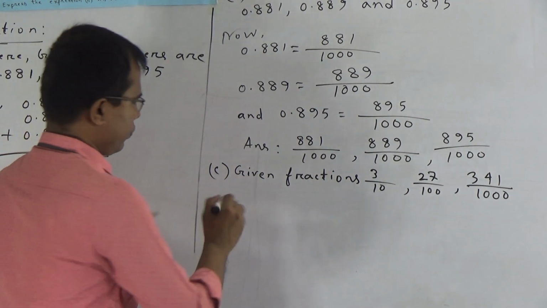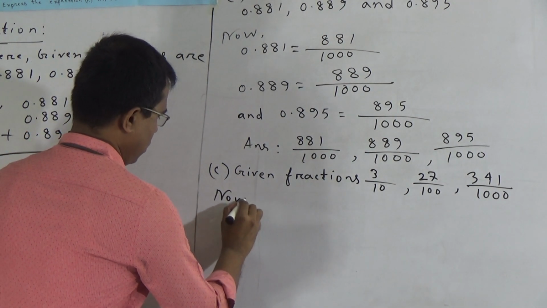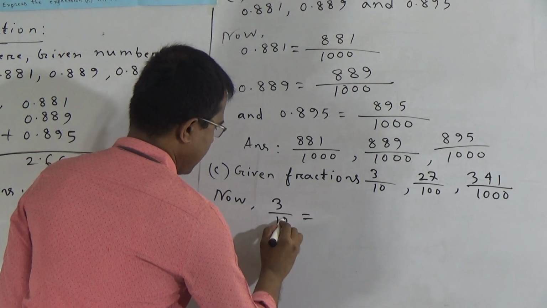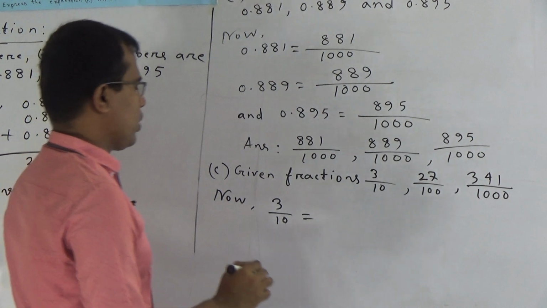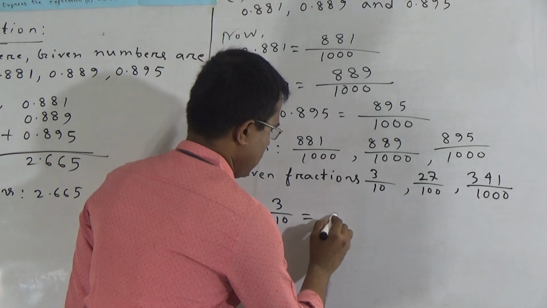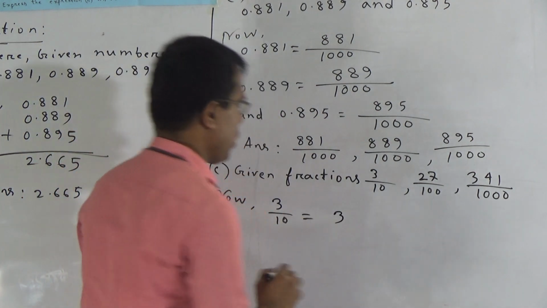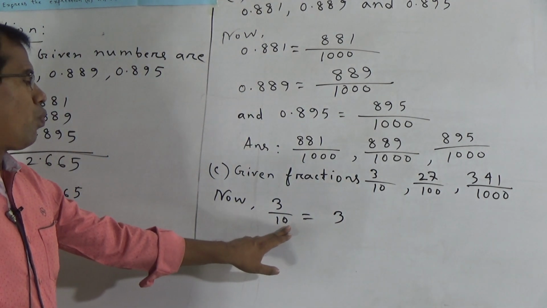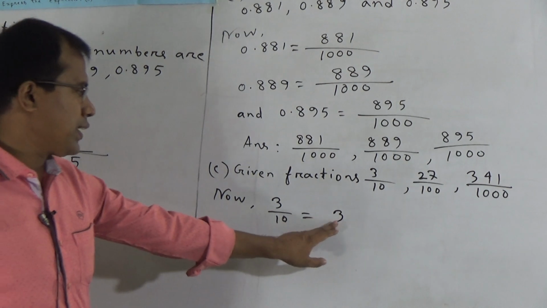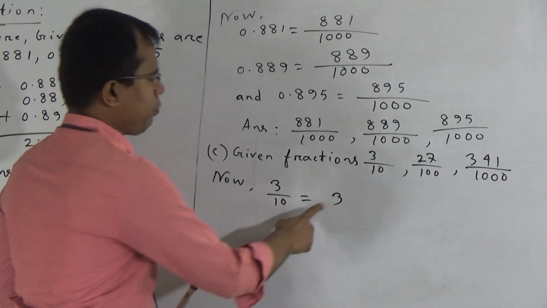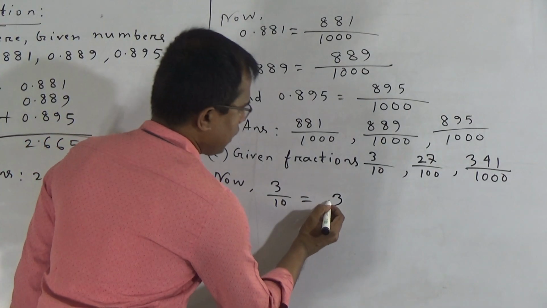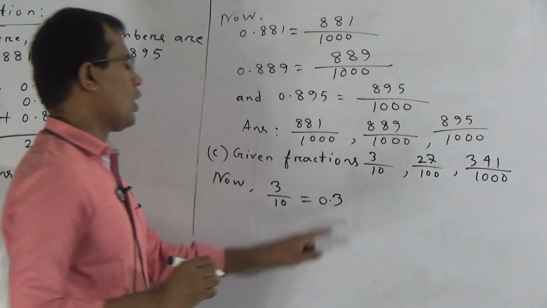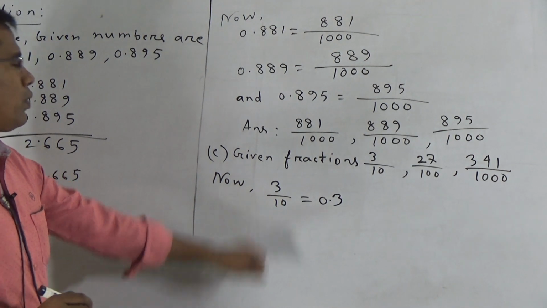Now at first we have to convert 3 by 10 into decimal. Here at first we have to write the numerator. Here 3 is the numerator, so we have to write 3. Now in the denominator, after 1 here 1 zero exists, so we have to give the decimal sign before one place of 3. That means in this place we have to give the decimal sign. So 0.3 is the decimal form of 3 by 10.